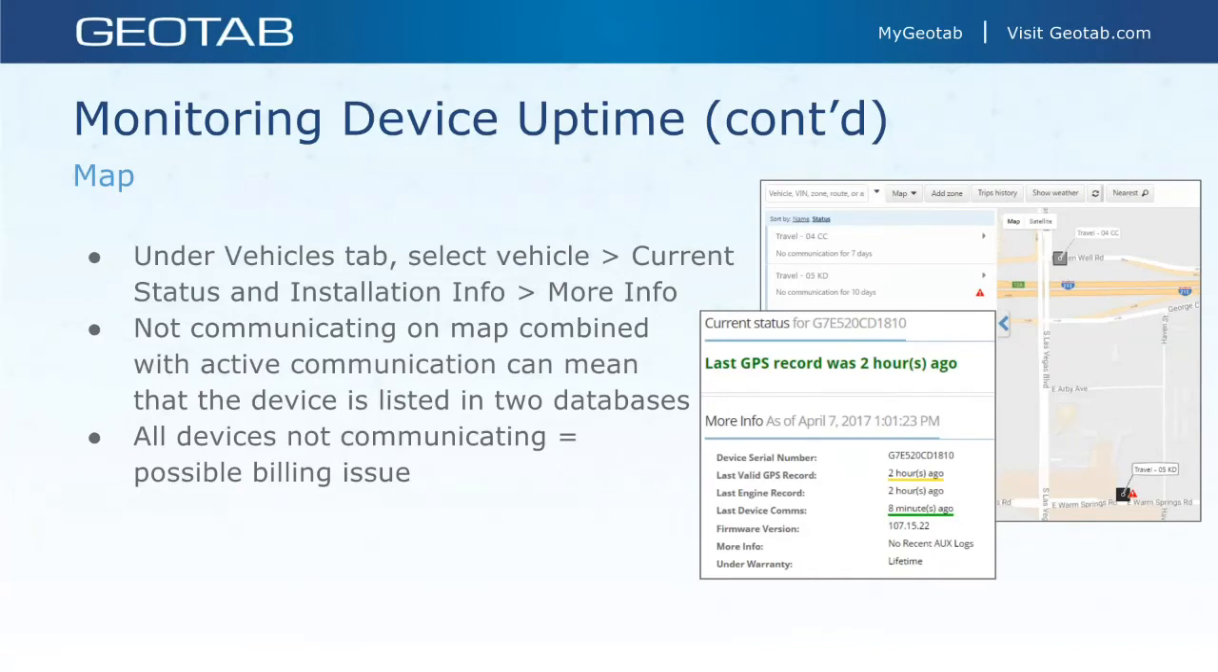Now you can also look inside of the vehicle. If you go to your vehicles list, and you can select your vehicle and you can look at the current install info, you might see that there's some activity there. So like this one says last GPS record was 2 hours ago, last device communication was 8 minutes ago, but you look at the map and it says no communication. That's a device that is most likely attempting to report to 2 different databases, and that doesn't work.